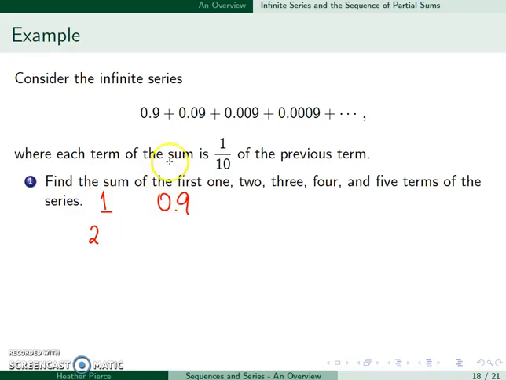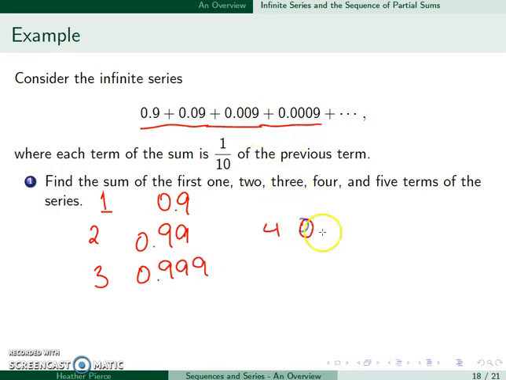2 is going to be 0.9 plus 0.009, which is going to be 0.99. For 3 terms, now I'm considering all 3 of these, 0.999. For 4 terms, I'm going to add in this extra term, 0.9999. And we can follow this pattern to get the 5th term, which is going to be 5 nines.